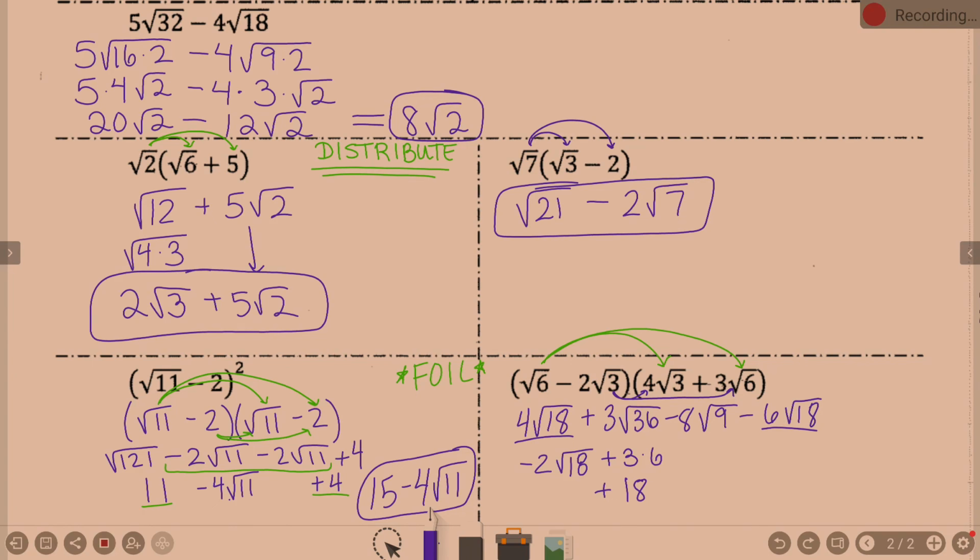And then 8 square root of 9. There's nothing you can do with that yet. We don't know the square root of 9? Oh, jeez, it's 3. Okay. 8 times 3. So square root of 9 is 3. And so 8 times 3 is 24.